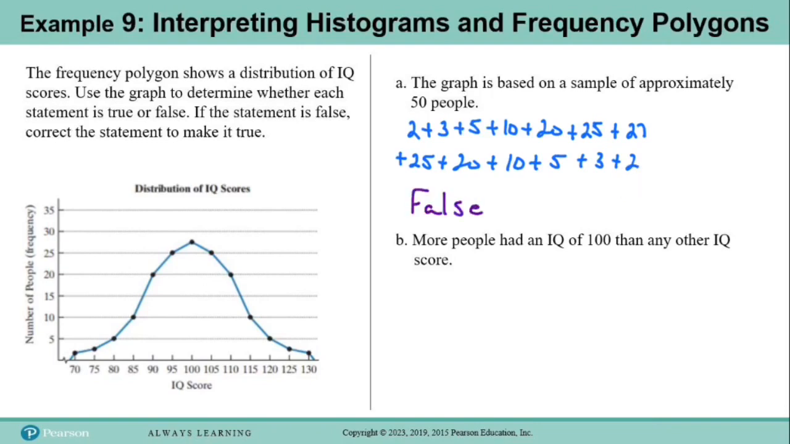So let's say that the statement as they gave it is false, and we'll correct it by saying that the graph is based on approximately 157 people. Then for part B, they said more people had an IQ of 100 than any other IQ score. So again, let's go back to the frequency polygon and let's see. Here is an IQ score of 100, and when I follow that up, sure enough, that dot is the highest one, which means there are more people with that IQ score than any other individual score. So that statement is true.